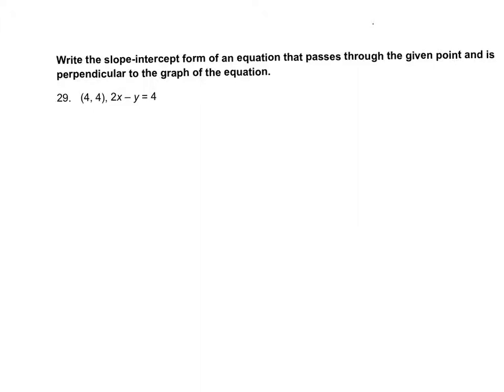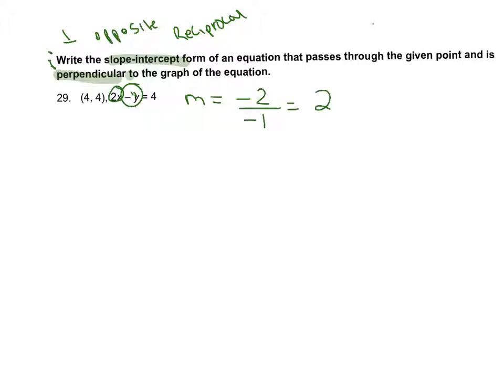Write the slope-intercept. Okay, so once more, y equals mx plus b of a line that goes through this given point and is perpendicular. So hopefully you're thinking to yourself, oh, I remember if we're perpendicular, we're opposite and reciprocal. So, oh look, it's in standard form. The slope of this line is negative a over, well, b is negative 1, so the slope of that line is positive 2.